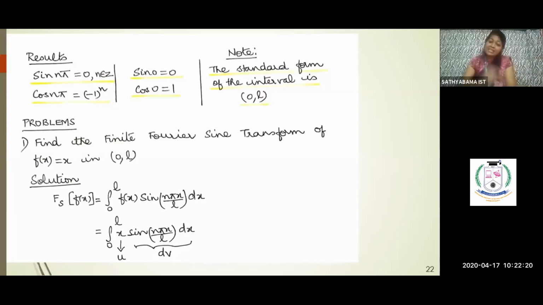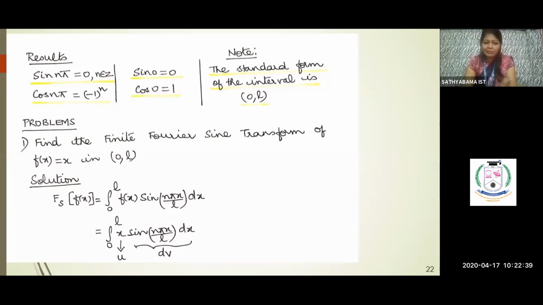So please remember these two. Sin n pi is 0, cos n pi is minus 1 power n. Sin 0 is 0, cos 0 is 1, I'm sure you know. Now, this is one important note. The standard form of the interval in finite Fourier transforms is 0, L. Remember that. Let's go ahead with the problems.